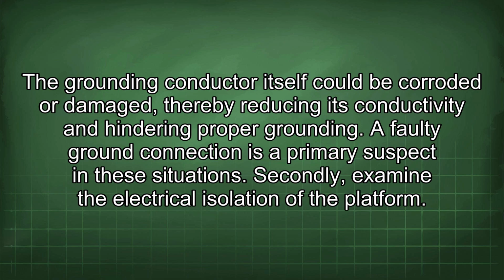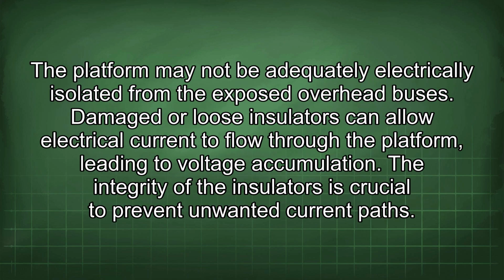Secondly, examine the electrical isolation of the platform. The platform may not be adequately electrically isolated from the exposed overhead buses. Damaged or loose insulators can allow electrical current to flow through the platform, leading to voltage accumulation. The integrity of the insulators is crucial to prevent unwanted current paths.